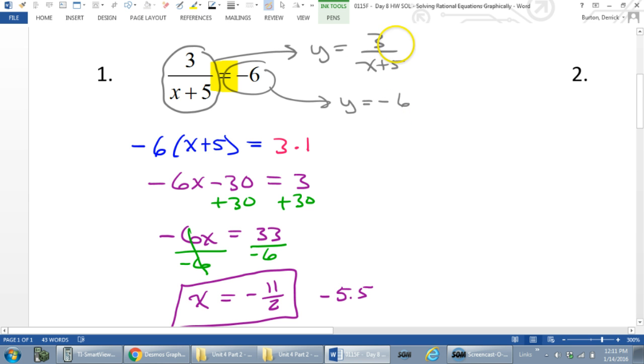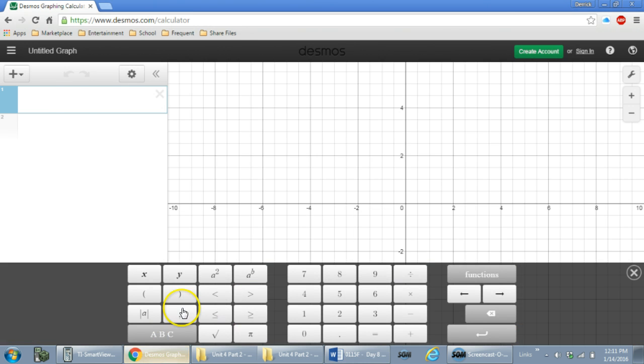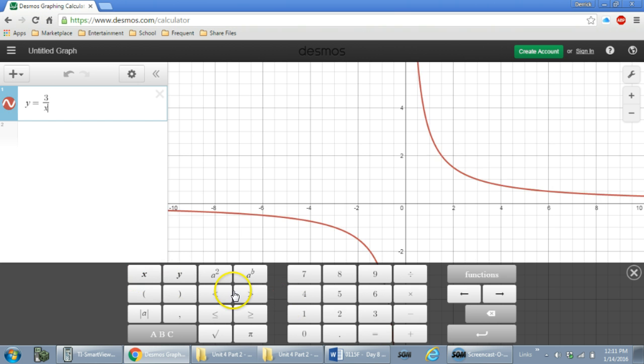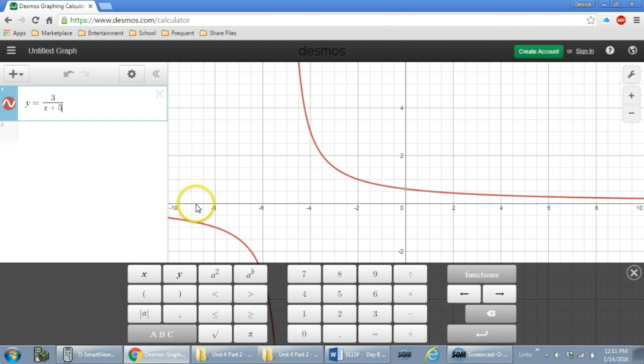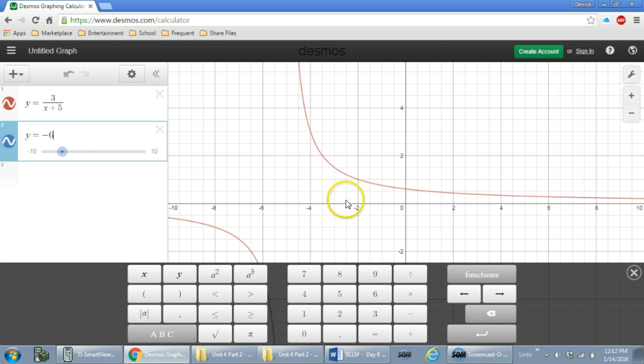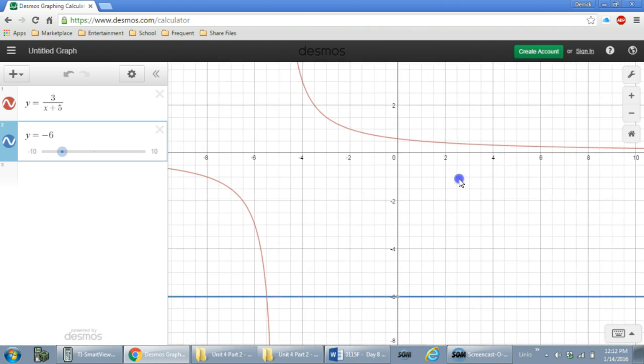So I'm going to type in 3 over x plus 5. Okay, so I can type y equals, and I can do 3 divided by x plus 5. And you can see it's graphing it for me. And then the other equation was y equals, and I believe it was -6. Let me just double check. Yep. Okay, and that's going to be a straight line, a horizontal line at -6. So I might have to scroll a little bit.